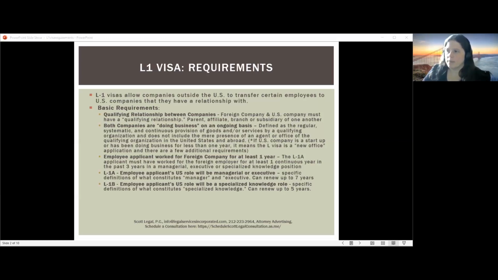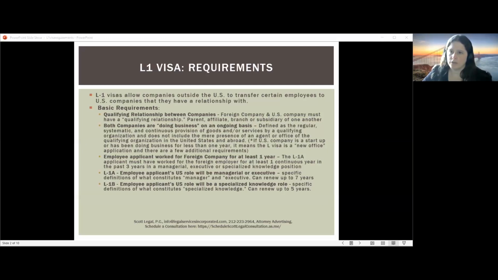Another requirement is that the companies abroad and in the US have to be actively doing business. This is defined as the regular, systematic, and continuous provision of goods and services. So if one company has a corporate entity but is not actively trading, providing any goods or services for revenue, then that's going to be problematic for the L1.